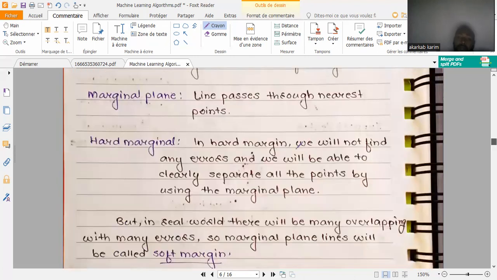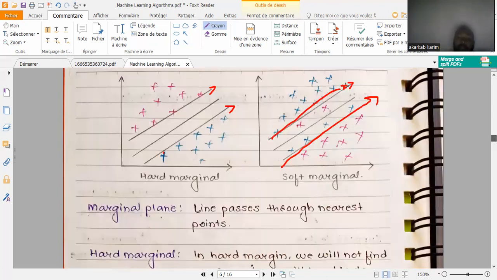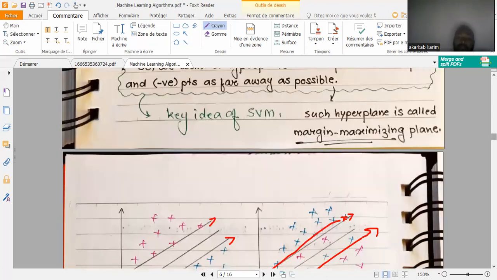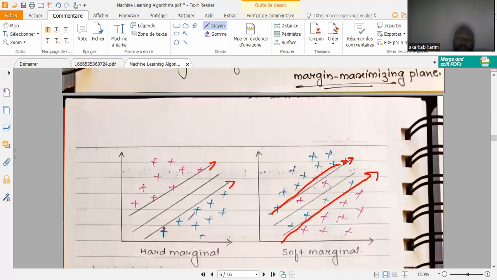So we have hard margin. In hard margin, we will not find any error, and we will be able to clearly separate all the points by using the marginal point. That means we have zero error. So we see here in the hard margin we have zero error because all the points are separated.